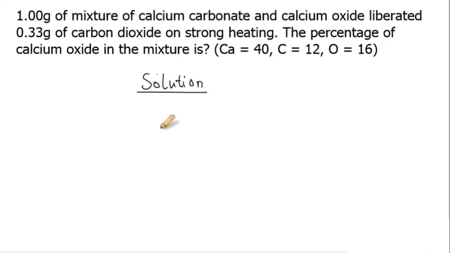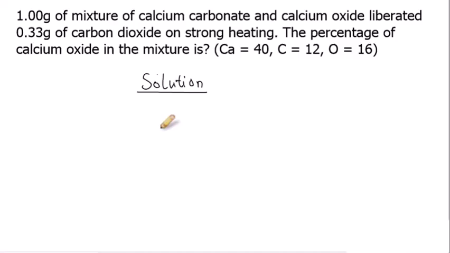We have been asked to determine the percentage of calcium oxide in the mixture. To proceed with this, we need to write out the chemical reaction showing the decomposition of calcium carbonate on heating. Note that the compound is a mixture of calcium carbonate and calcium oxide. Calcium oxide does not decompose upon heating, so only calcium carbonate takes part in the chemical reaction. The calcium oxide will remain as a solid residue at the end of the reaction.